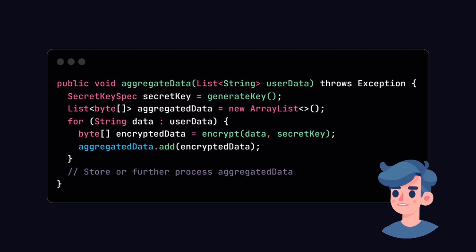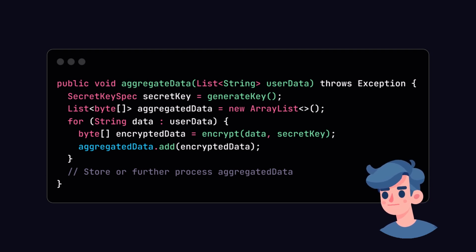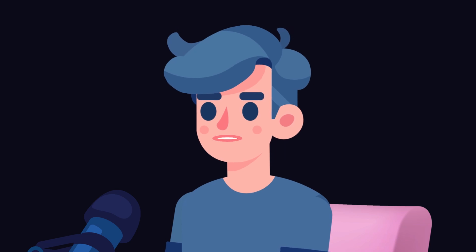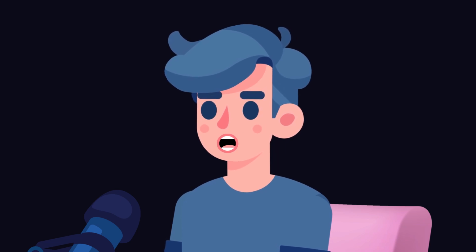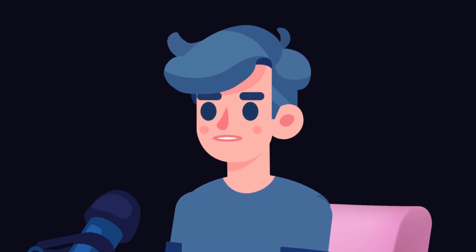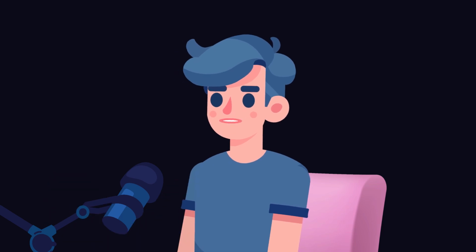Let's build a simple example to aggregate data securely. Imagine we have a list of user data that we want to aggregate securely. We will encrypt each piece of data before storing it. In the aggregate data method, we generate a secret key and encrypt each data item before storing it in a list. This ensures that all user data is kept secure throughout the aggregation process. However, remember, managing the secret key is crucial.